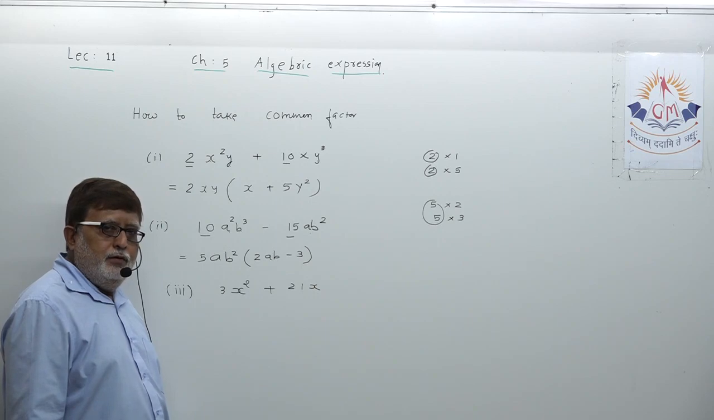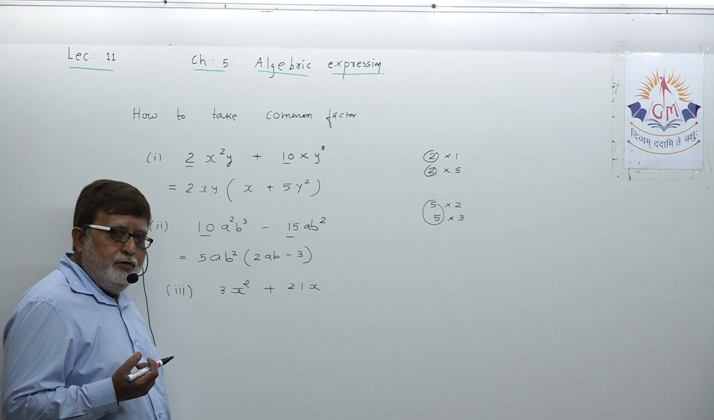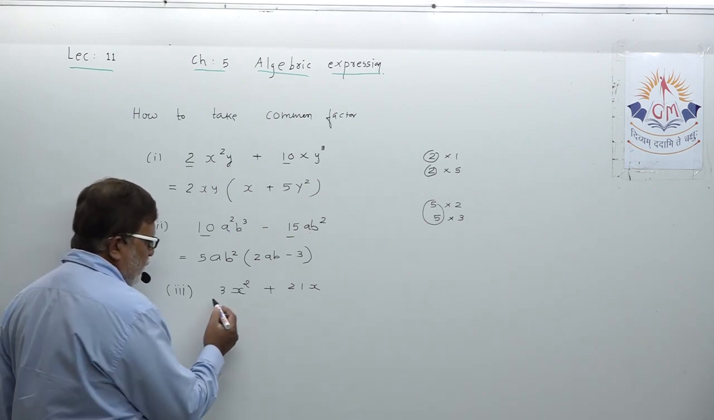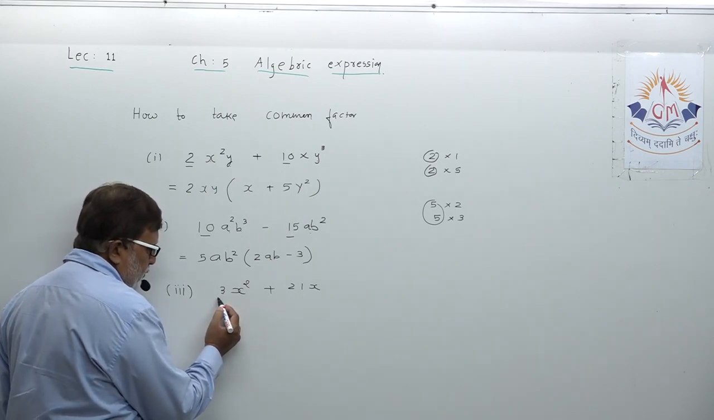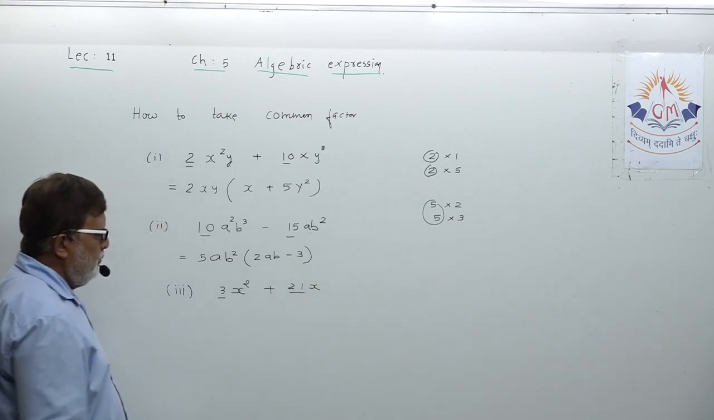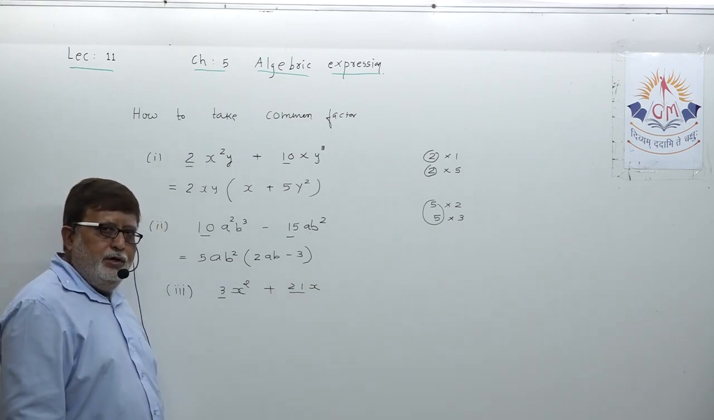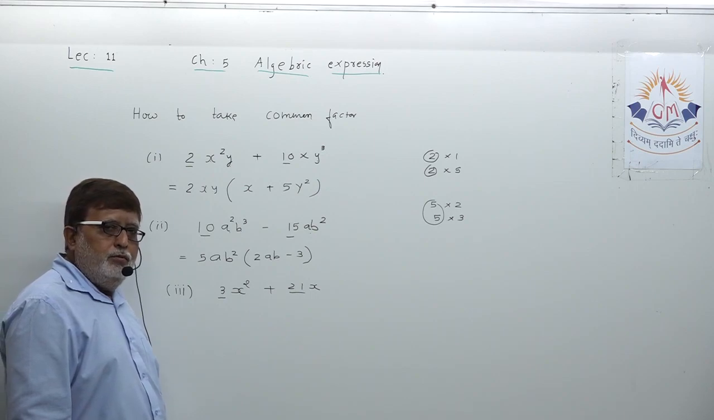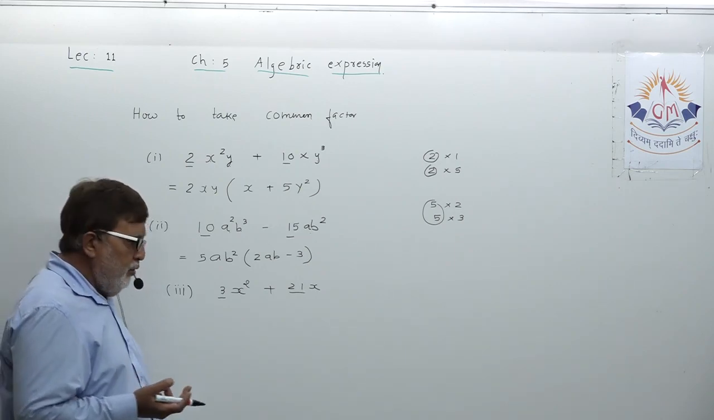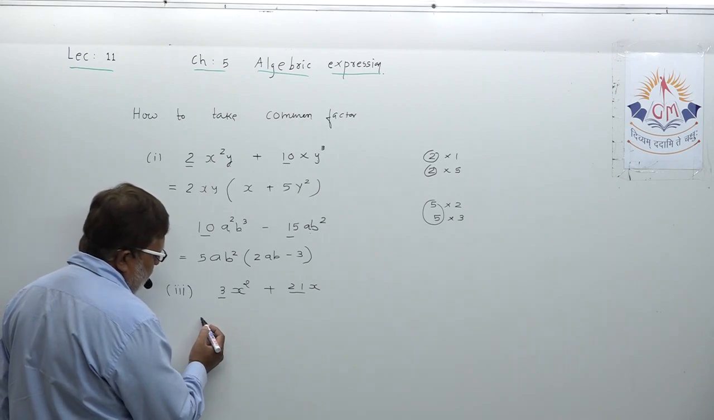Two terms are 3x square and 21x, and we have to understand what to take out as common. Concentrate, dear student. First your concentration has to be on the number. What can be taken out common from 3 and 21? 3 ones are 3, 3 sevens are 21. 3 is common. So first you will write 3 as common.